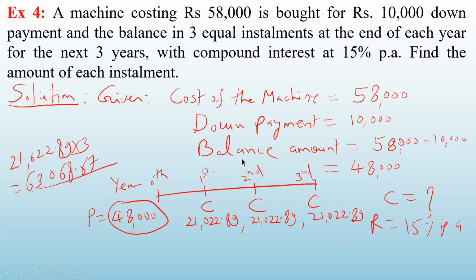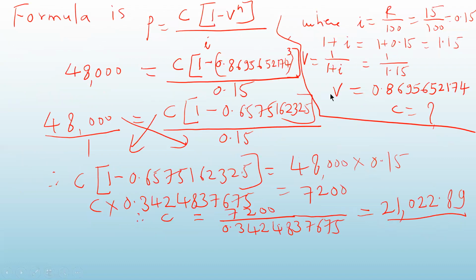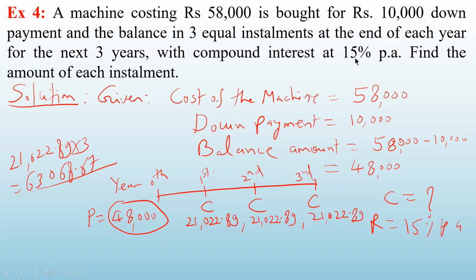So if you are not paying the balance amount today and paying in the installment, you end up paying more because of the interest rate of 15%. Okay, so I hope you have understood this.